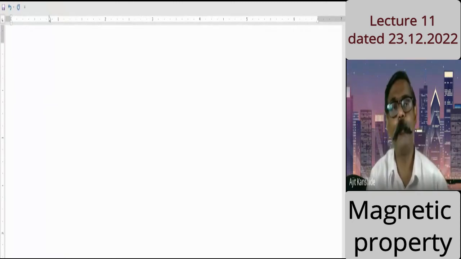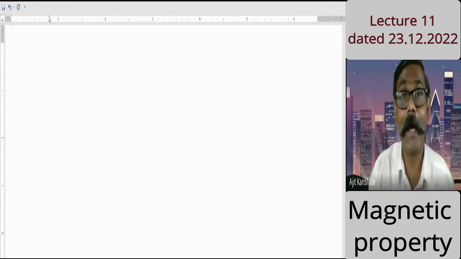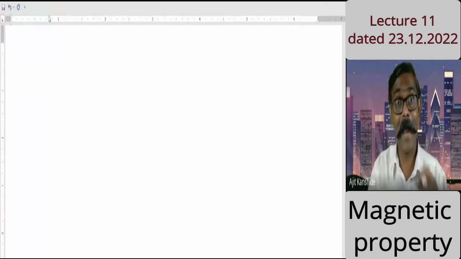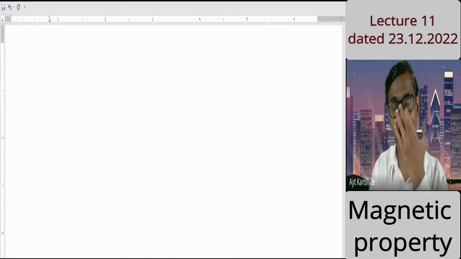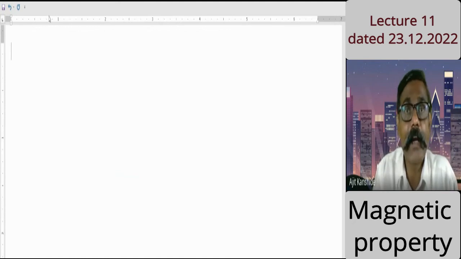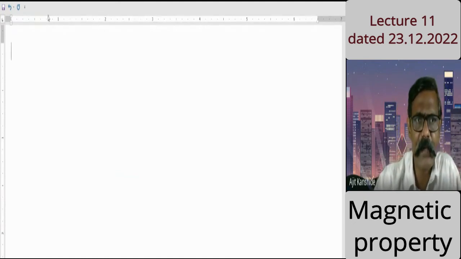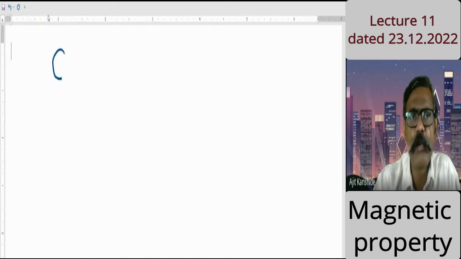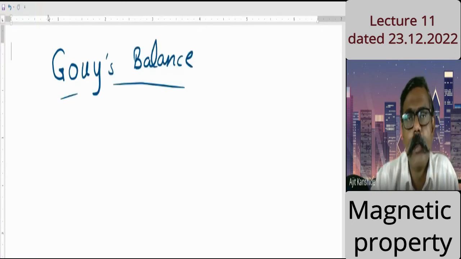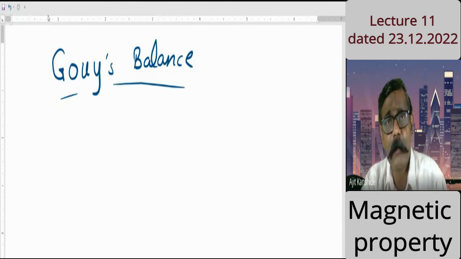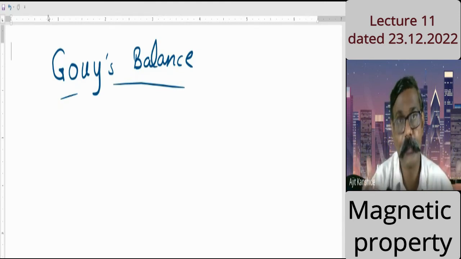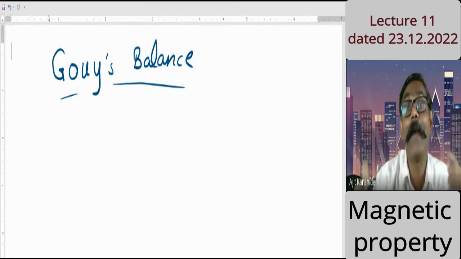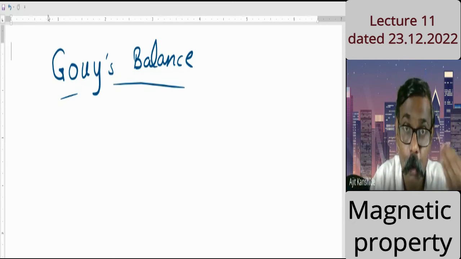Now, I tell you the practical approach, how to measure magnetic moment, means how scientists think and devise the instrument to measure the magnetic moment. It is measured in many ways, but one way is a balance called the Gouy balance. Now, you know the electronic balance, but at that time, pan balances were there. Two pan balances. I'm talking about the old days.